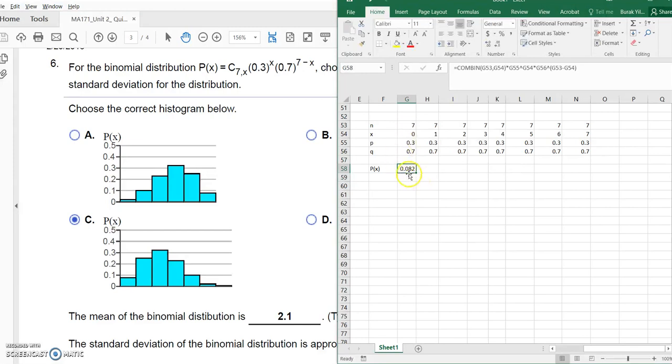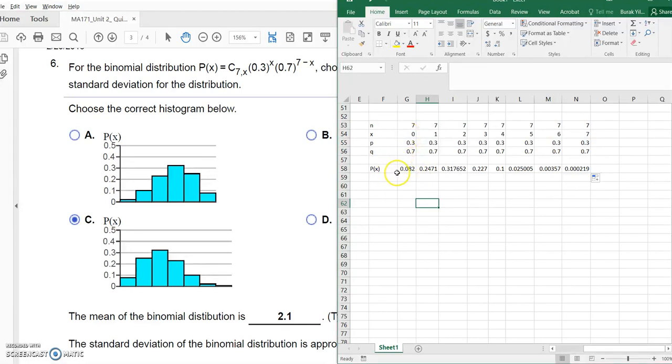Enter. So this is the probability for x equals 0. If I just drag this across, I'll calculate the exact same probability for values of x: 1, 2, 3, all the way up to 7. So there's my probability distribution.